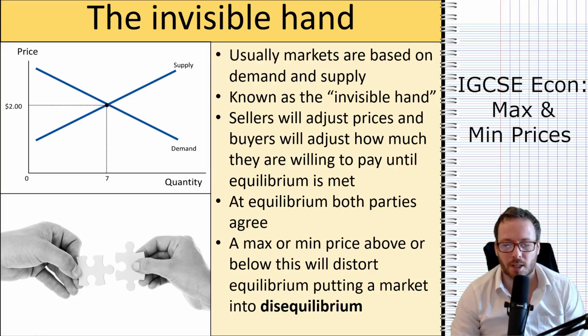Now, what happens with a maximum or minimum price is we put a line in, let's say max price or min price here, or a line in max price or min price here. That's either going to be above or below equilibrium, and it's going to put us in a state of disequilibrium. So that's what we're going to look at today. All right, let's move forward.